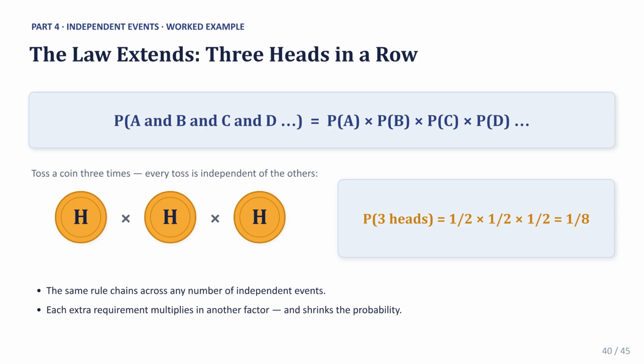This law chains across any number of independent events. For 3 coin tosses, the probability of 3 heads is 1/2 times 1/2 times 1/2, which is 1/8. Every additional event you require to happen multiplies in another factor, shrinking the total probability. That is why long winning streaks are so mathematically rare.